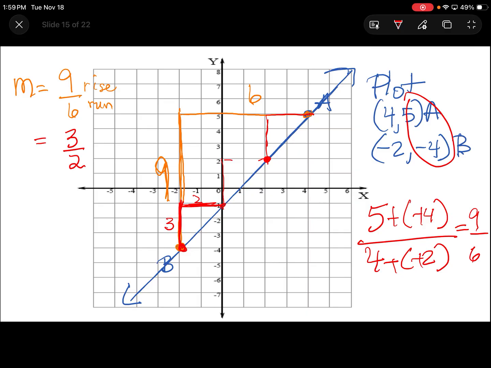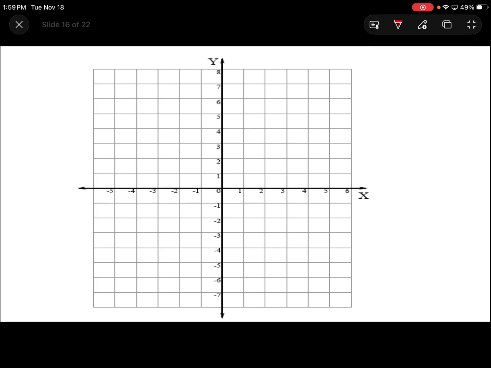Have I convinced you? Here's what I want you to plot now. C is at negative 2, 6. And D is at 4, negative 1. On the same graph? New graph. We'll do some on the same graph in a minute.